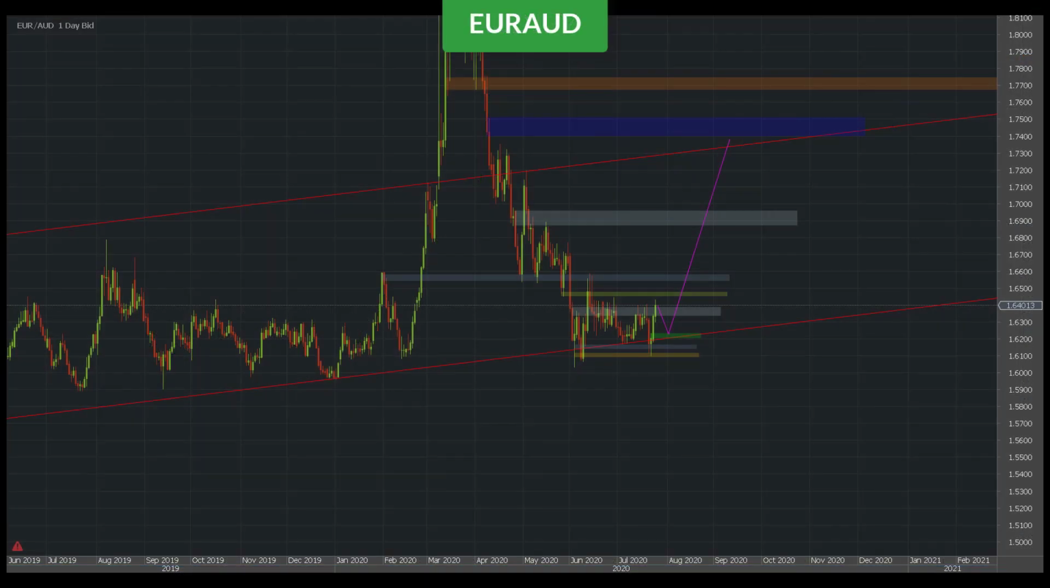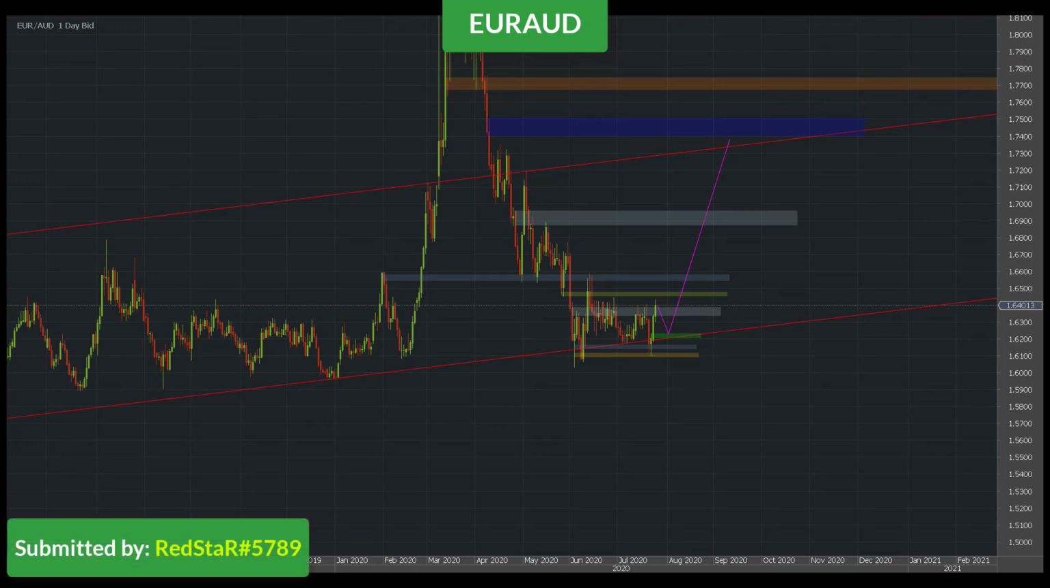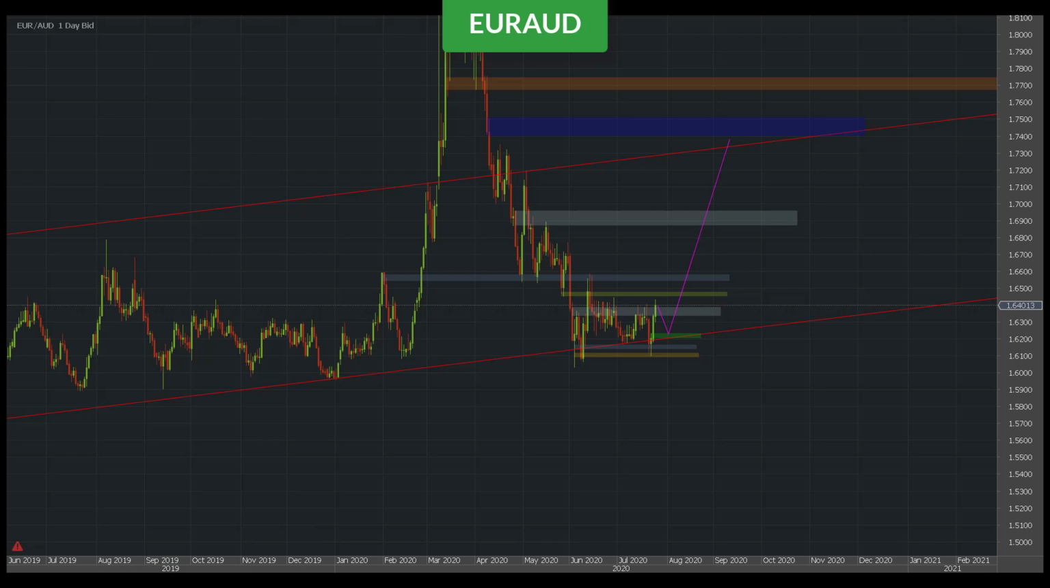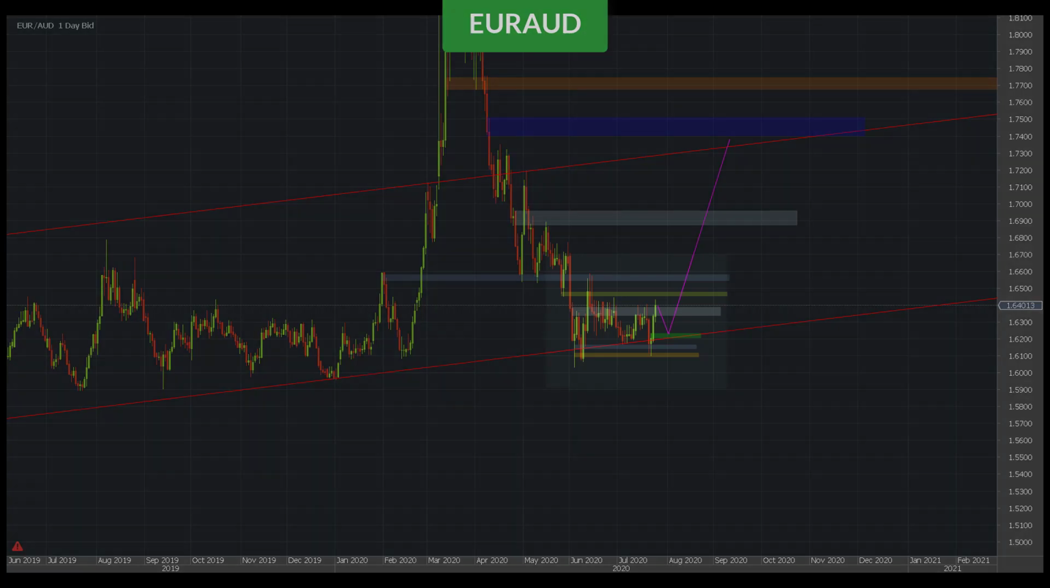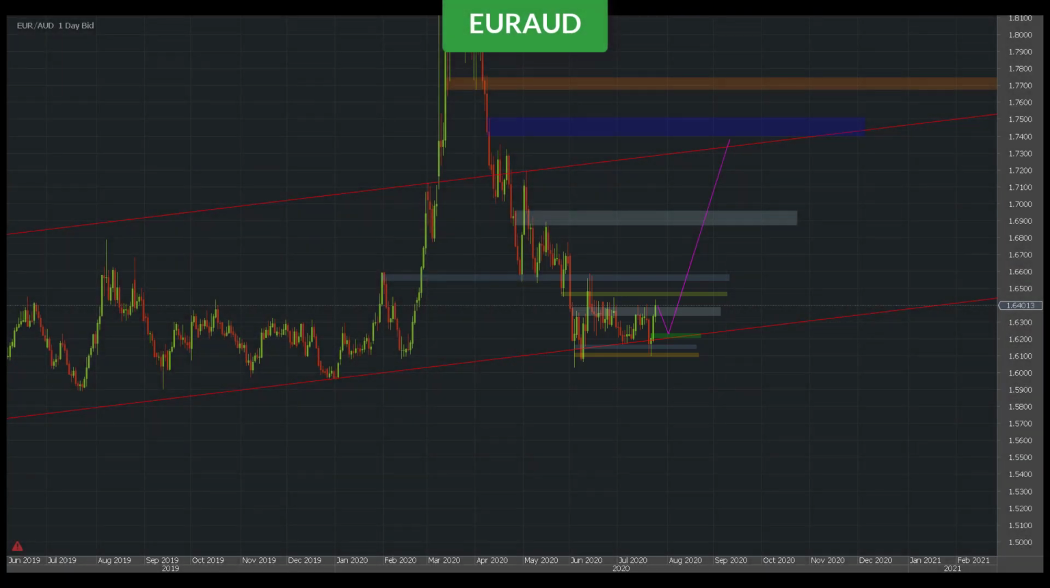And lastly, I want to look at Euro Aussie dollar, and this chart was submitted by Red Star, one of the most active members of our community. He's looking for longs on the Euro Aussie dollar, and we have this really nice correction over here, and then the impulse. So any sort of correction will look to take this market higher.